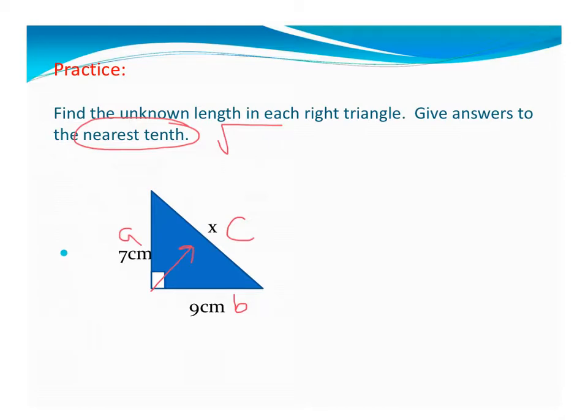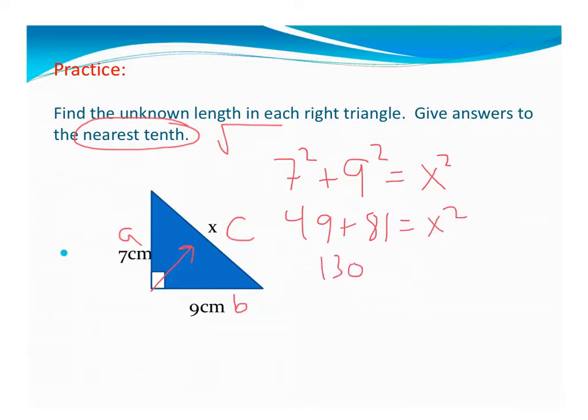So what I have here is A squared, so 7 squared, plus B squared, 9 squared, equals C squared, which is x squared. So I'm going to have 49 plus 81 equals x squared. So you get 130 equals x squared. And if I want to find the answer, then I'll have to square root both sides. And I get x equals the square root of 130.